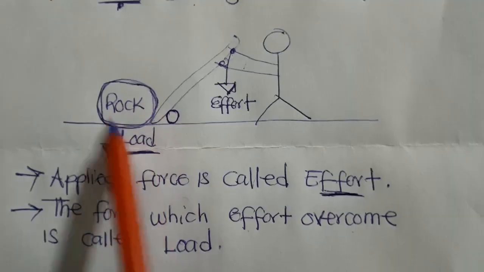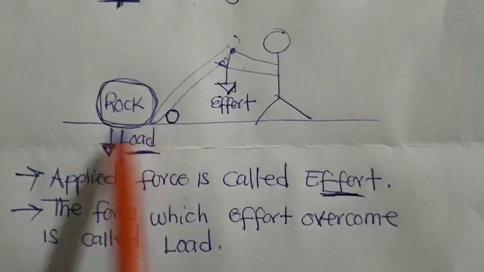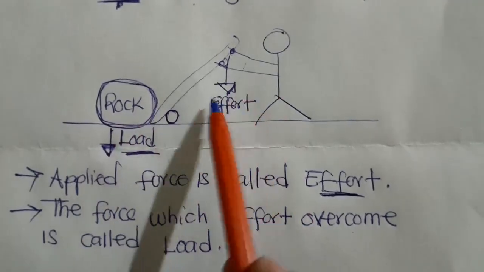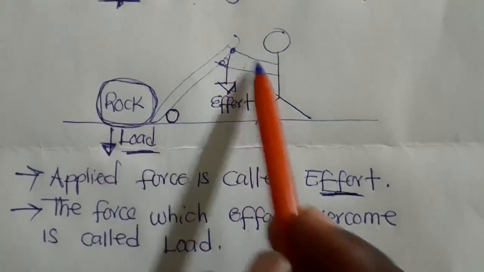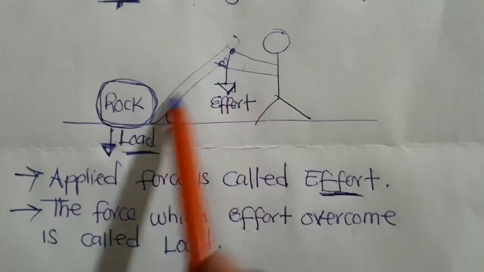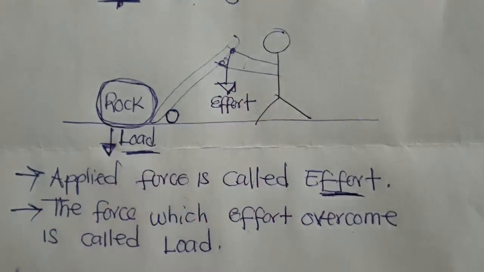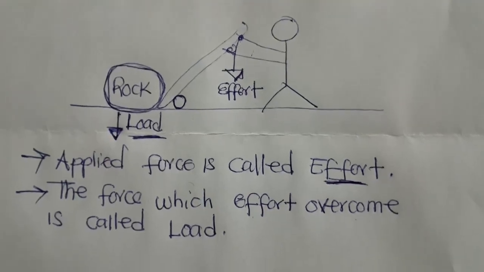A load. This is a lock. So it is a load that is being pushed by this person by using a small amount of effort. So the person is pushing like that. This is what is happening. So I want you to get this and understand this. We move to the other point.